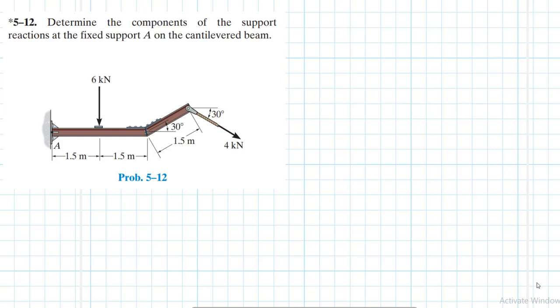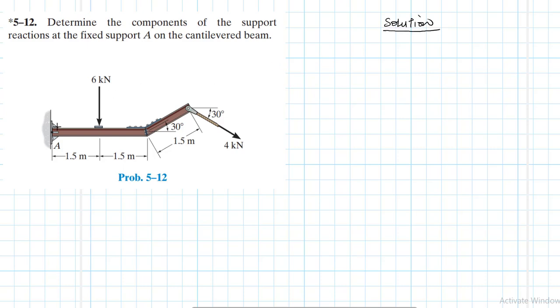And the problem reads: determine the components of the support reactions at the fixed support A on the cantilever beam. This problem is coming from the Engineering Mechanics textbook, 13th edition by R.C. Hibbeler.